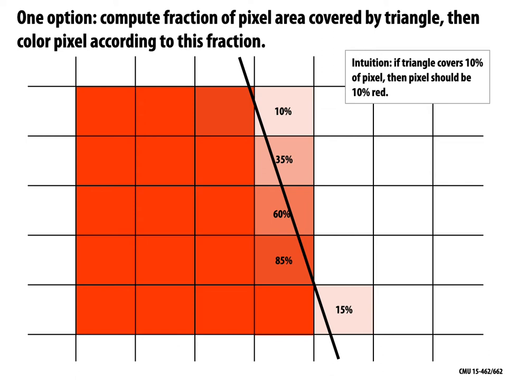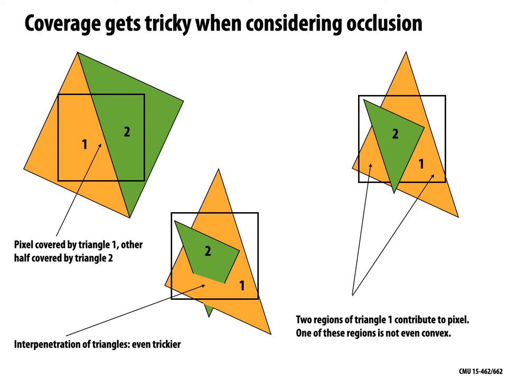This question of coverage is not always so easy to figure out. It gets really tricky when we start considering multiple triangles in the scene and we have occlusion. So what if we have two different triangles covering the same pixel? Well, maybe it's not so hard. Like in the upper left, we might just say, okay, well, pixel's covered 50% by triangle 1, 50% by triangle 2. But actually determining this coverage, actually computing this coverage, can be really hard in general.